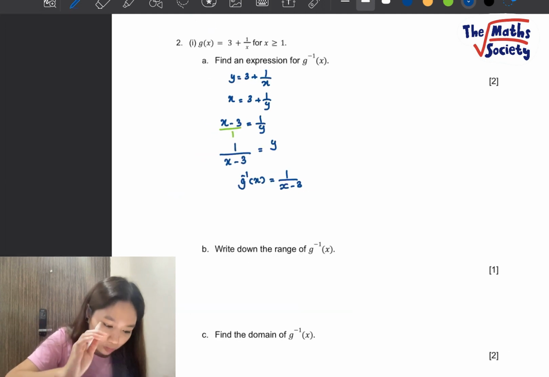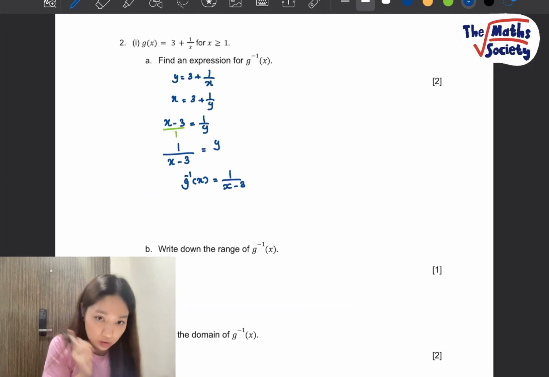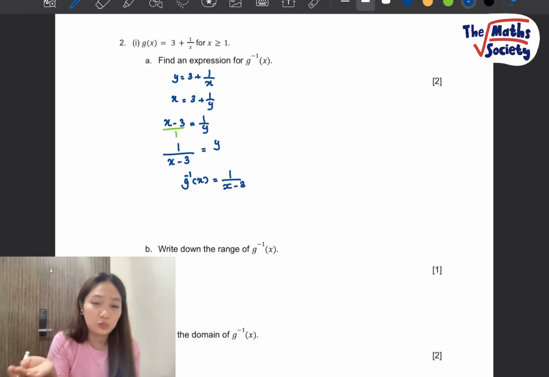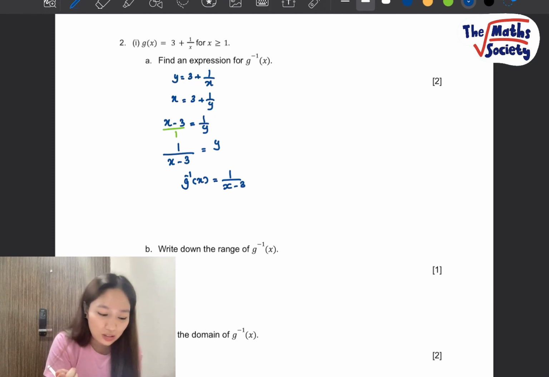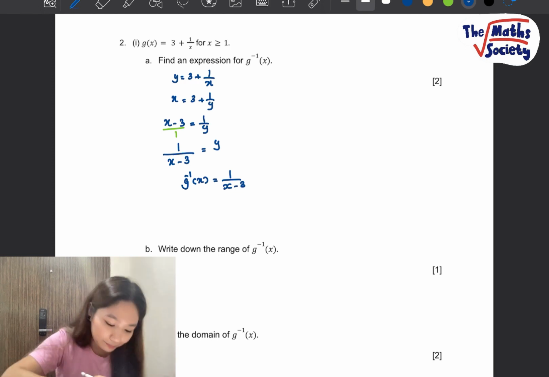And I'm going to read the question again to make sure they only ask for G inverse. Sometimes they will ask you the domain, and sometimes they will ask you the range. So don't miss those points, you have to read the question again. In here they only ask for G inverse, so I'm done.